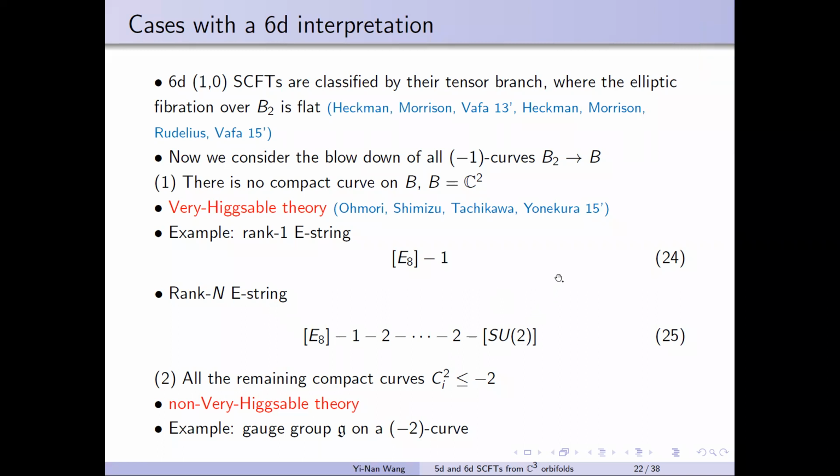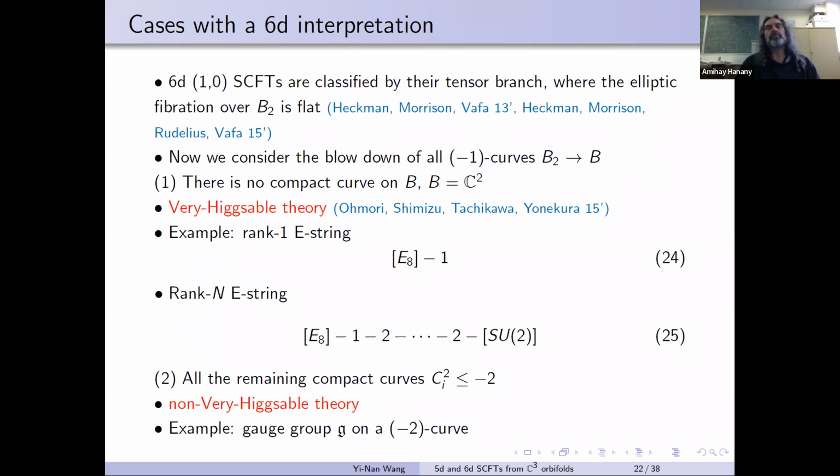Sorry, can you hear me? Yeah. The difference, I think, is that a very Higgsable theory is completely Higgsable to free hypers, whereas the non-very Higgsable theory can be completely Higgsed to a 2,0 theory. Yes, 2,0. I see. Okay. And so the case of 2,0 doesn't have any gauge group, but you can have very Higgsable theories with gauge groups as well. But those can be completely broken in the Higgs branch.